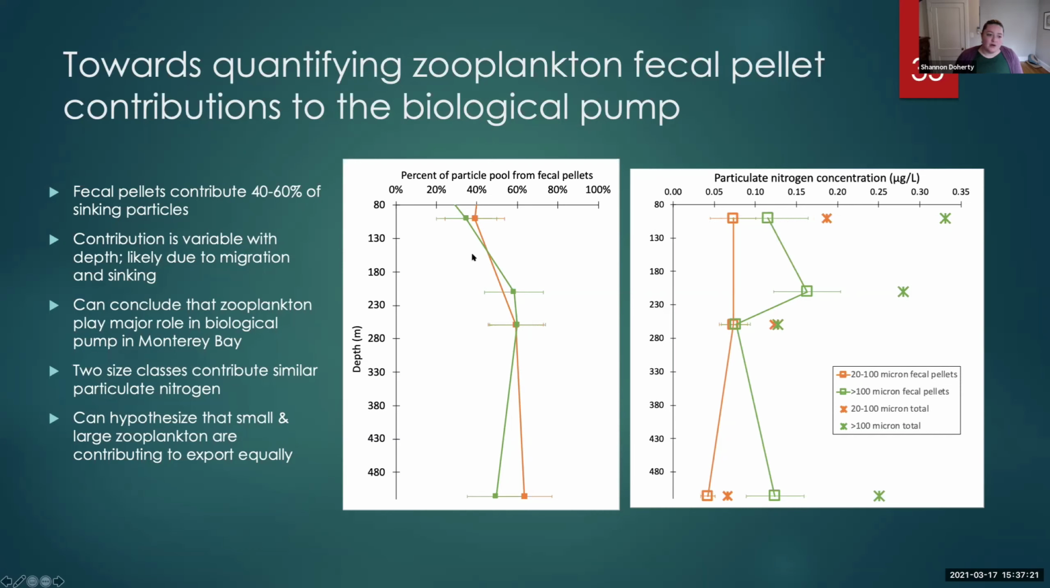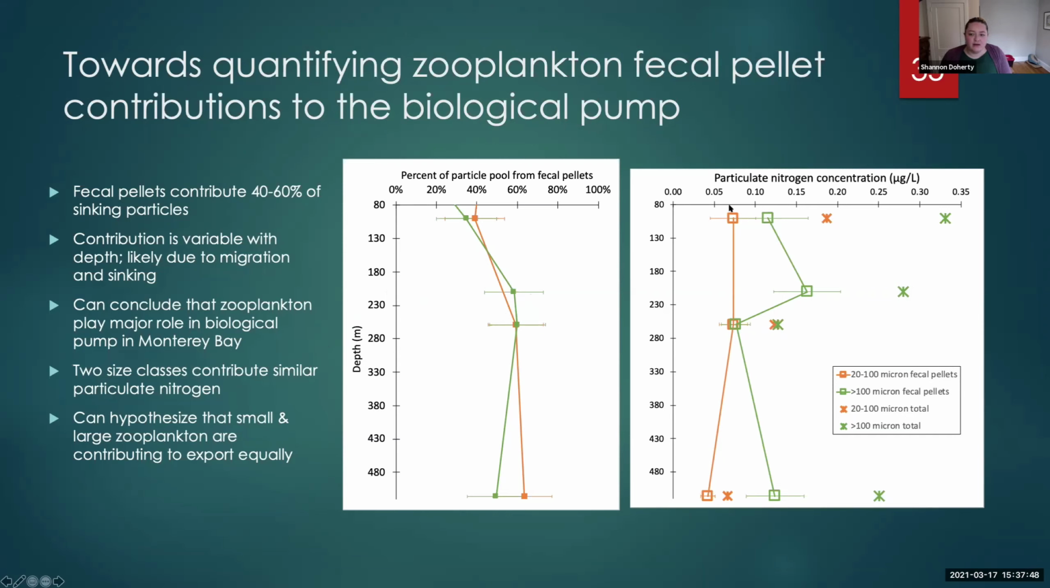So first, we can quantify that our fecal pellets are contributing 40 to 60% of our sinking particles. And this contribution is variable with depth, which is likely due to migration and sinking, like I just said on the previous slide. We can also conclude, because 40 to 60 is a pretty large portion of our particle pool, that zooplankton are playing a major role in the biological pump in Monterey Bay.